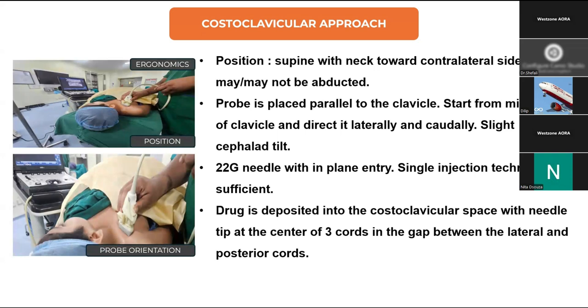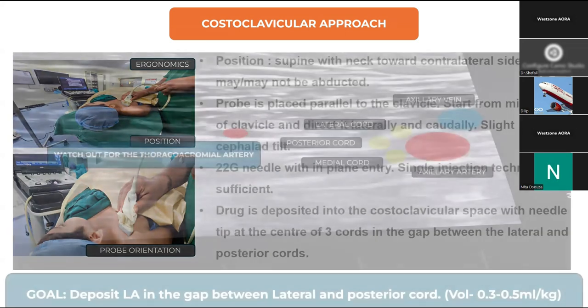The position is similar to the infraclavicular block. The probe is again placed parallel to the clavicle. We start from the clavicle and direct the probe laterally and caudally, and a single injection with a 22 gauge needle with an in-plane entry is sufficient. The drug is deposited into the costoclavicular space, where the three cords are clustered, in the gap between the posterior and the medial and lateral cords.